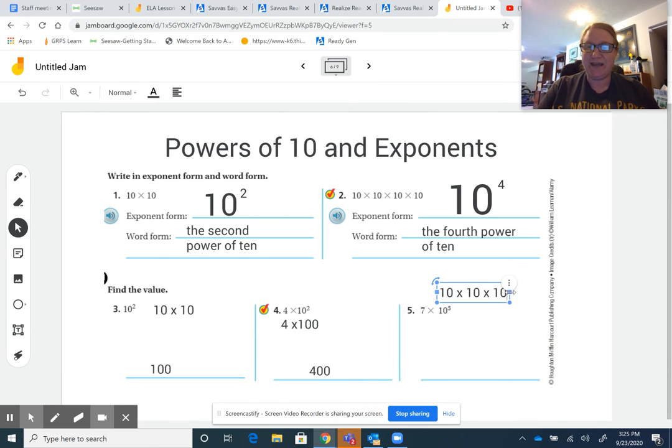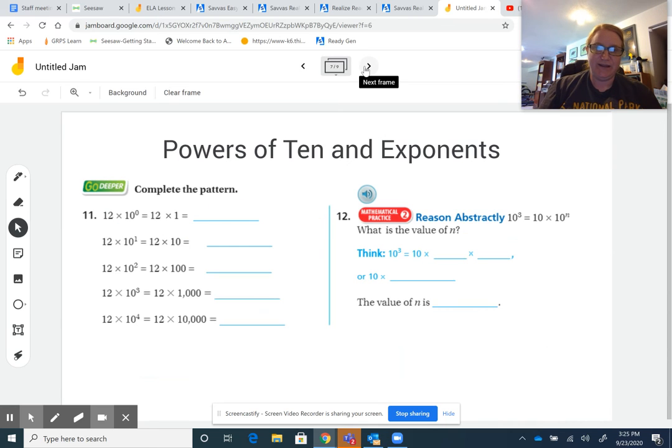And what is 10 times 10 times 10? 10 times 10 times 10 is going to be 1, and I see 1, 2, 3 zeros. So I'll put 3 zeros on that, and that gives me 1,000. Now I have 7 times 1,000, and 7 times 1,000 is how much? It is 7,000. All right, let's look at the next slide.